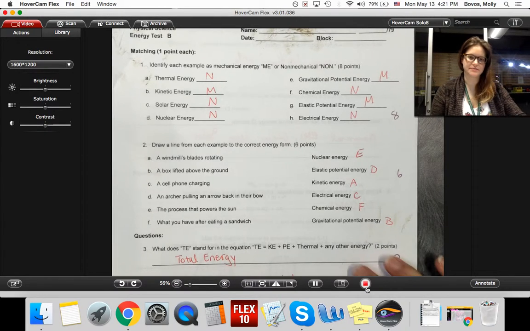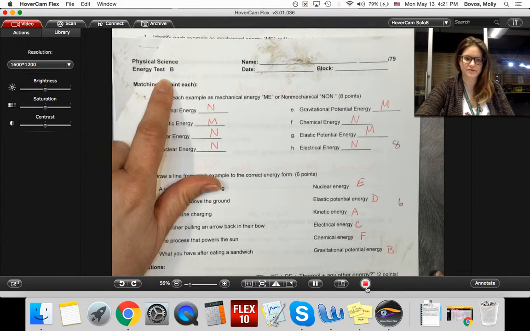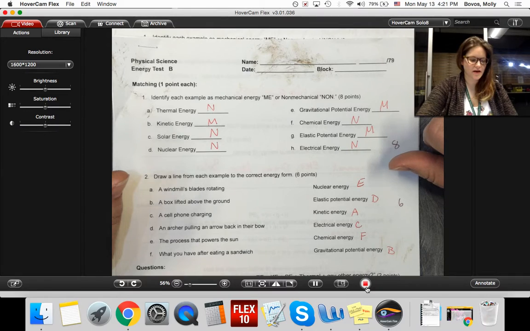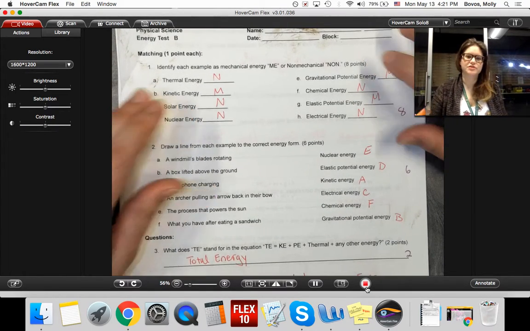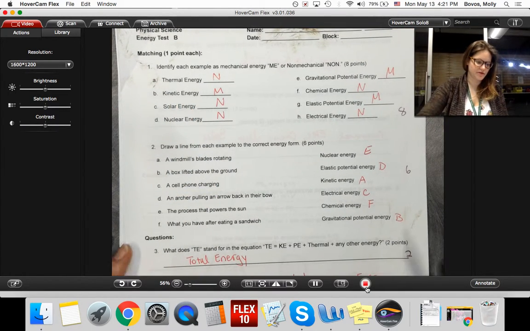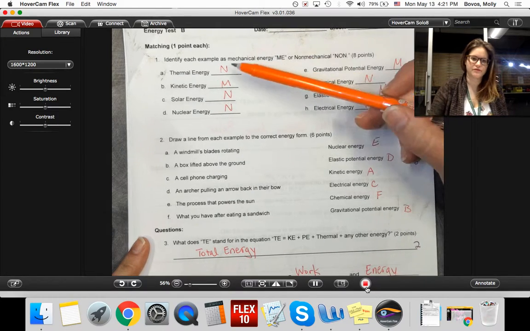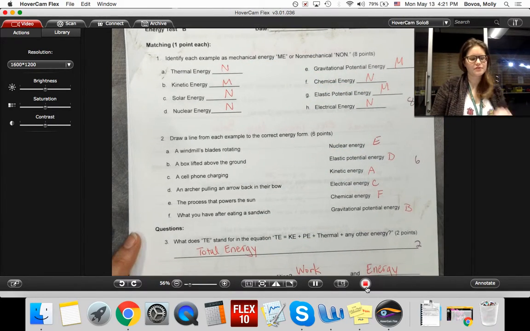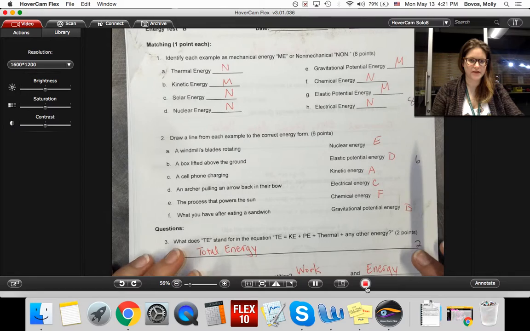Science Energy Test B. Please excuse the dirty paw print. And we're going to look at page 1 here. So questions 1, 2, 3, 4, and 5. So the first part, you just had to do some matching.